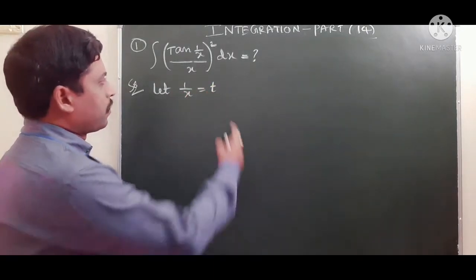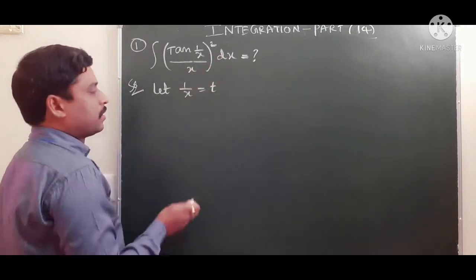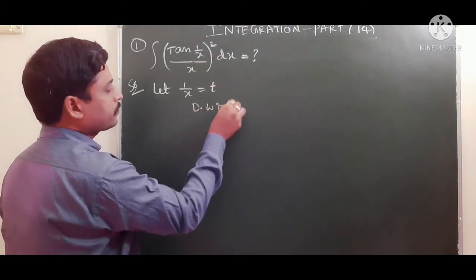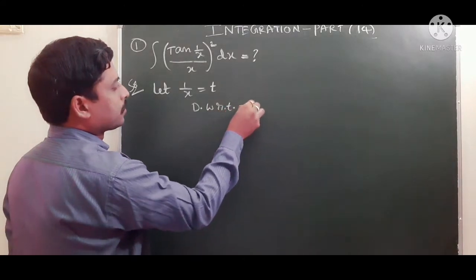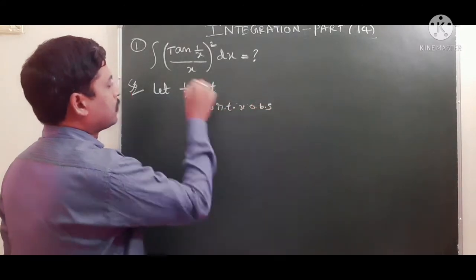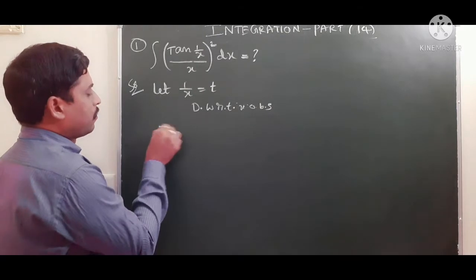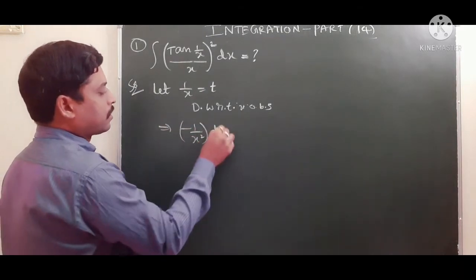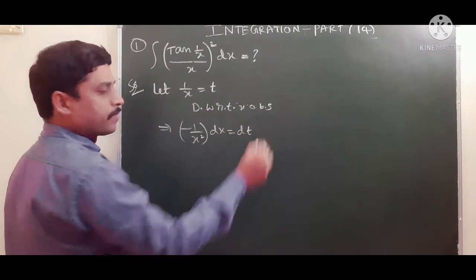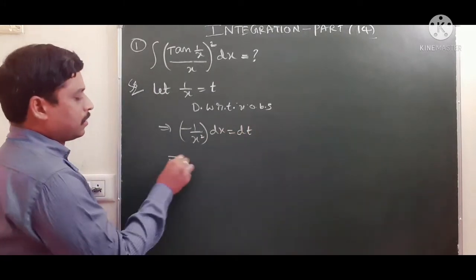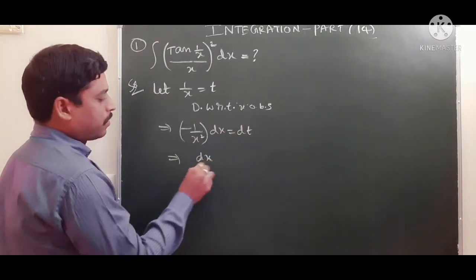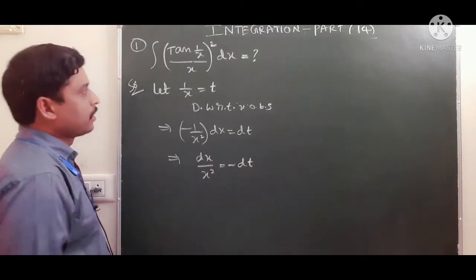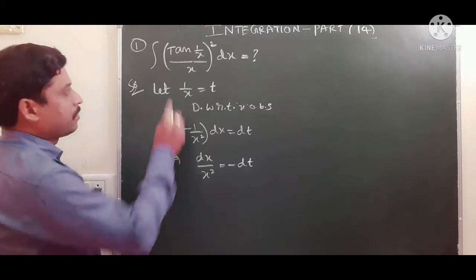Now first we have to find dx. Now derivative on both sides. So derivative of 1 by x, we get minus 1 by x square dx is equal to dt. Now dx by x square is equal to minus dt. Okay? What is the statement?